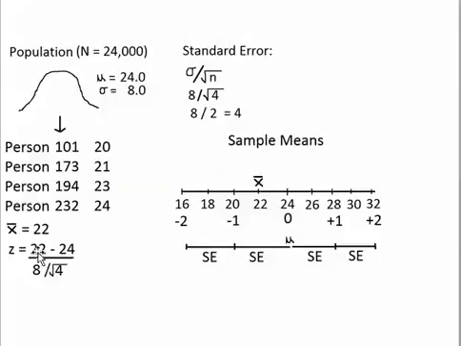So I plugged in all 4 numbers. I plugged in our sample mean of 22, the population mean of 24, the population standard deviation of 8, and the sample size of 4. If we did the math, we would see that the z-score does come out to -0.5. So our sample mean of 22 does have a z-score of -0.5.